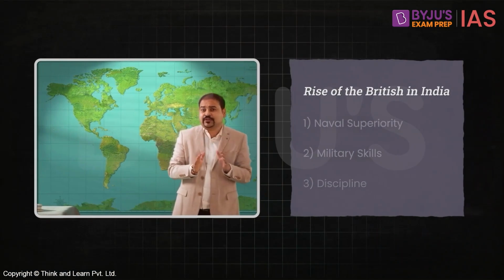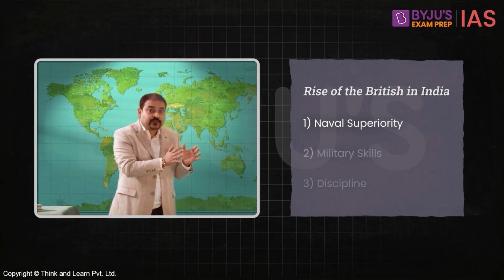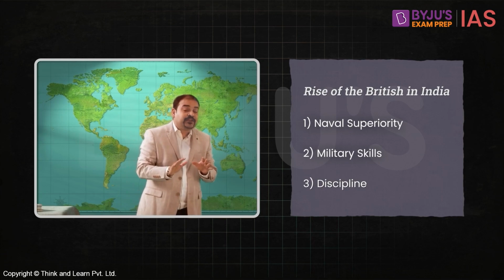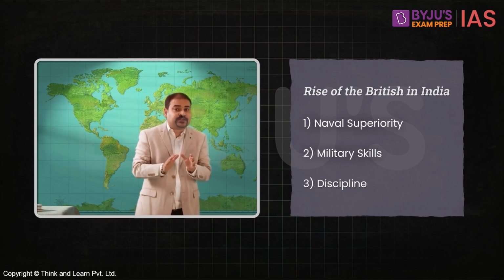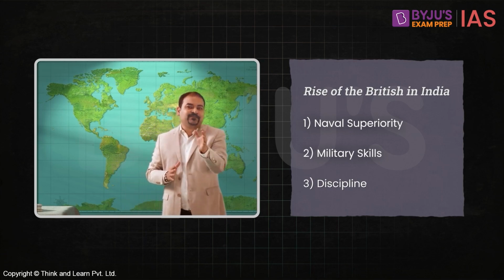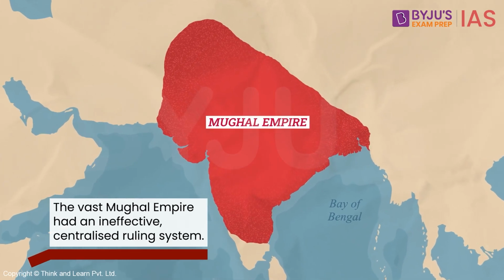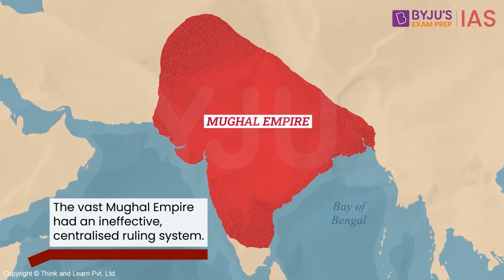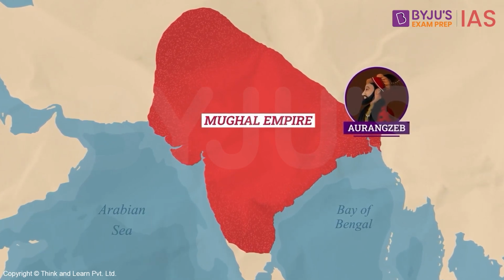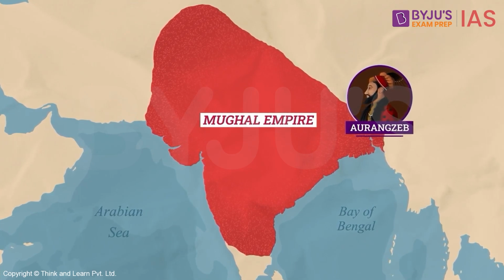The rise of the British in India is often attributed to factors such as their naval superiority, military skill, discipline, and so on. Still, there were internal factors that facilitated the British. One of the most significant of them being the decline of the Mughals in India. The Mughal Empire had expanded to such an extent that a centralized ruling system was ineffective. The unity and stability of the empire had been shaken up during the long and strong reign of Aurangzeb.